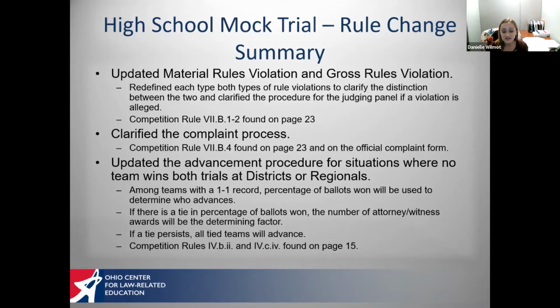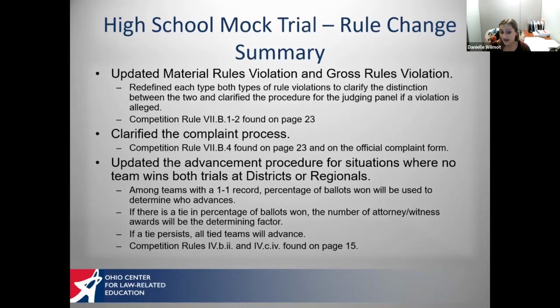So we have updated the advancement procedure for situations where no team wins both trials at districts or regionals. So that is not a very common occurrence, but we have a procedure for when that does happen. If there is a district or a regional competition where no team wins both trials, we will take a look at all of the teams who have a 1-to-1 record, and then we will calculate the percentage of ballots won, and that will be used to determine who advances.